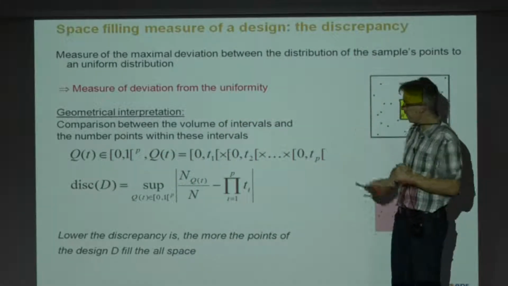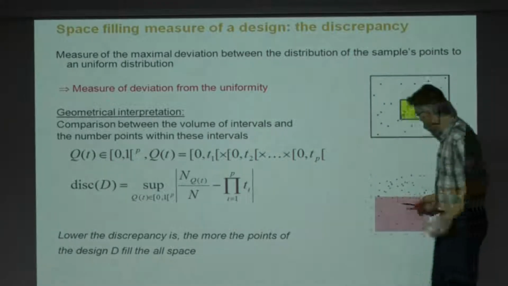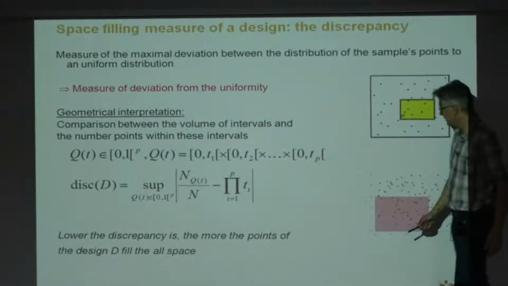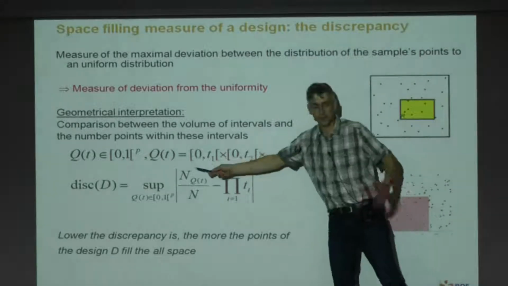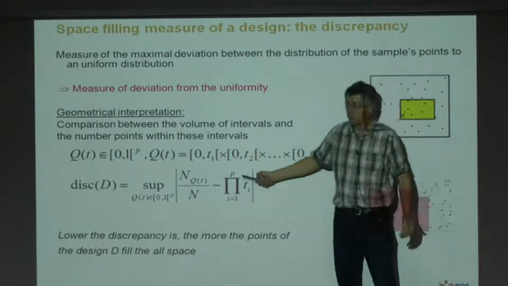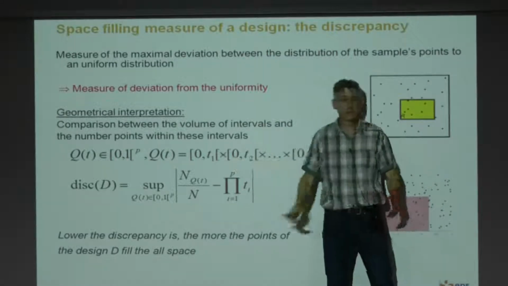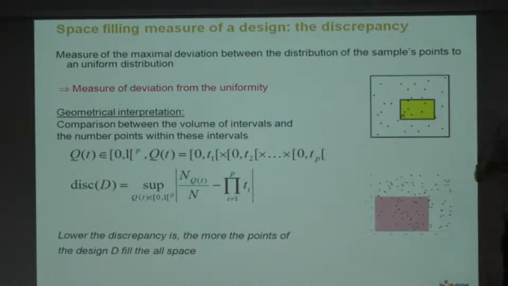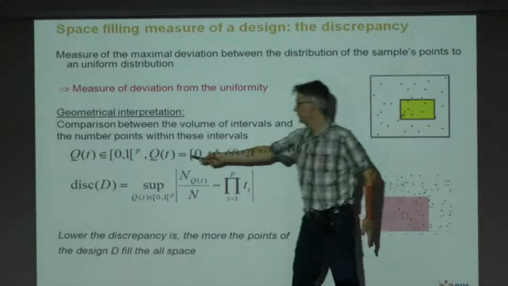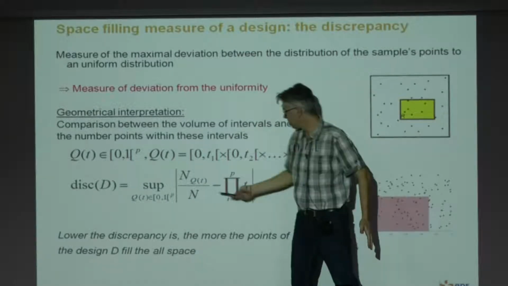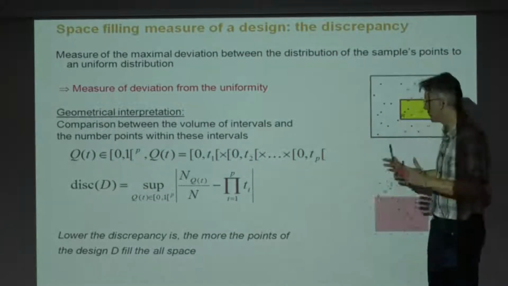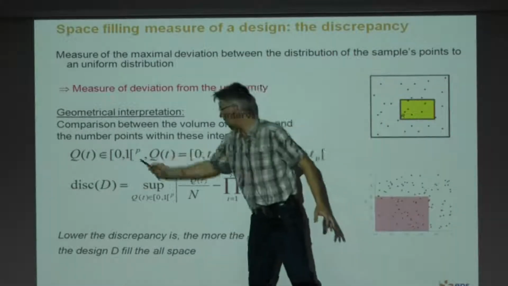The volume of my subinterval is just the product of the t. Because I have simplified my problem by saying that my subintervals are this, the product of the t allows to compute the volume of Q. Okay, so I compare this ratio and the ratio here. It works, I am between 0 and 1, of course.